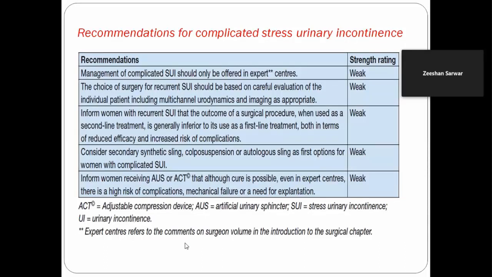Inform women receiving artificial urinary sphincter or adjustable compression device that although cure is possible, even in expert center there is a risk of complications which includes mechanical failure and need for explantation.